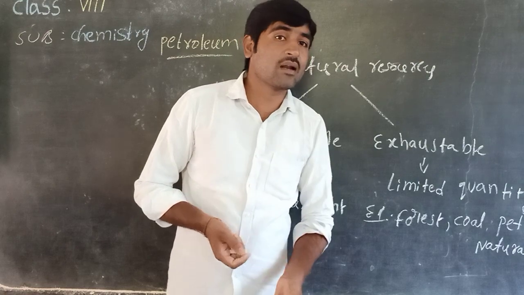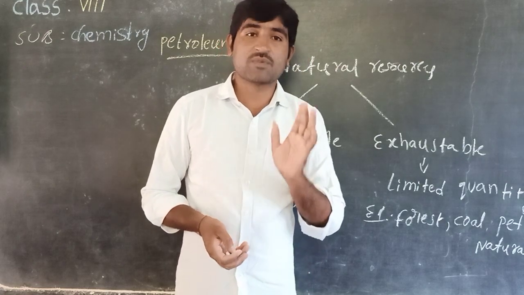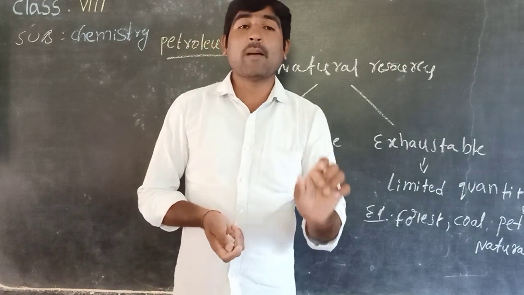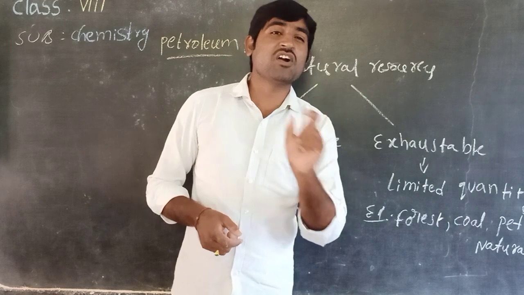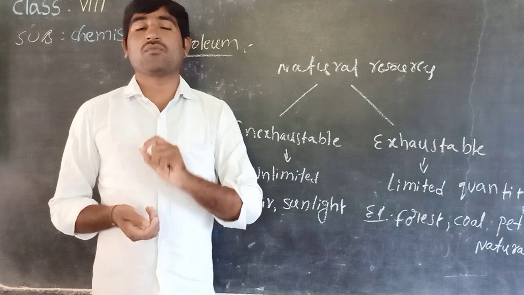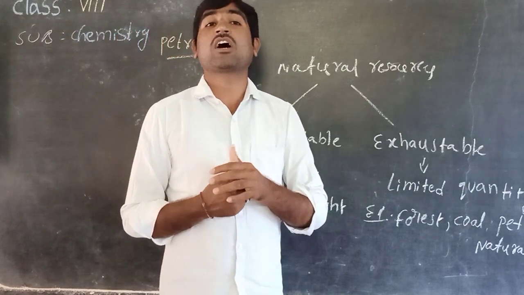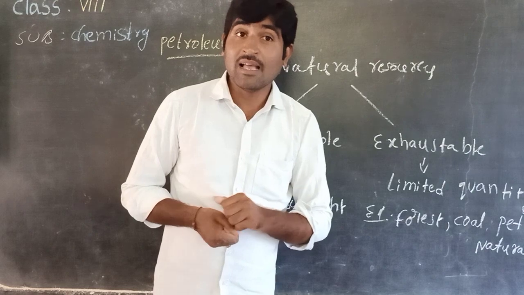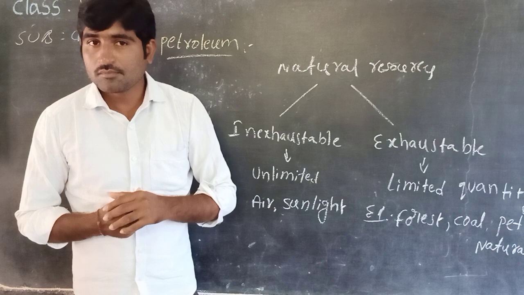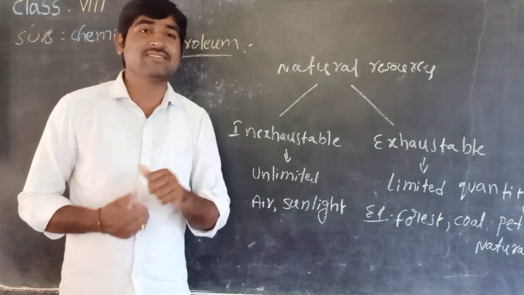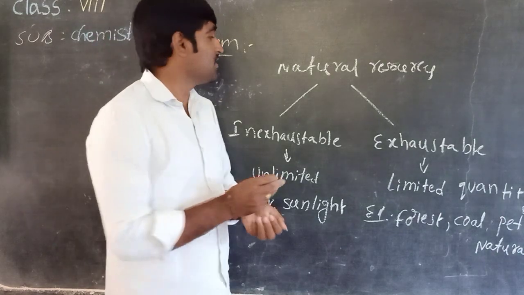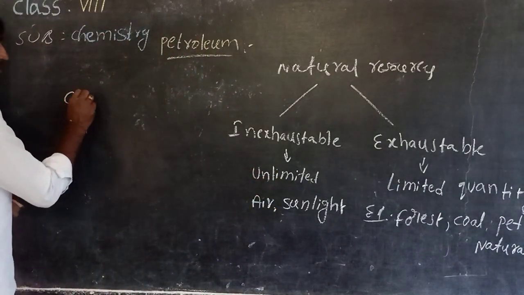When they went deeper and deeper, at that place air is absent and the temperature and pressure are high. In the absence of air and at high pressure and temperature, the dead remains of plants are converted into coal. Understood, children? That process is called carbonization. What do we call that process, children?